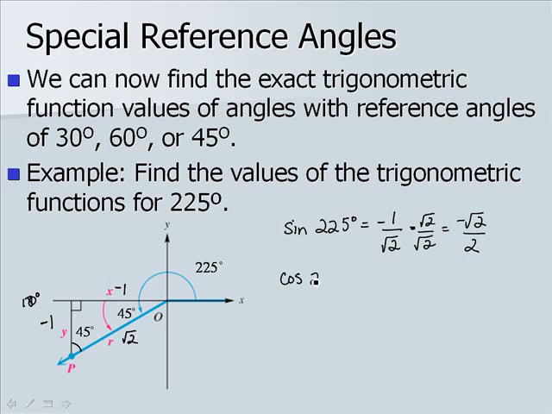The cosine of 225 degrees is going to be done similarly. So we have the adjacent side will be negative 1 over square root of 2. So we get the same value, negative square root of 2 over 2. And the tangent of 225 degrees would be the opposite over the adjacent. So we have negative 1 over negative 1, which is a value of positive 1. And to find the other trig functions, we simply take the reciprocal of each of these.